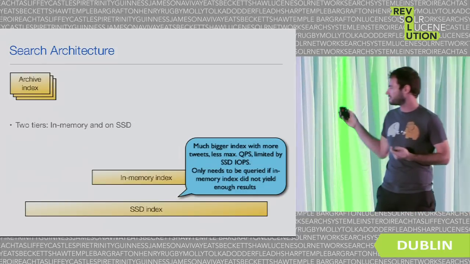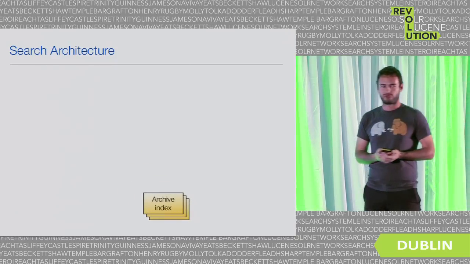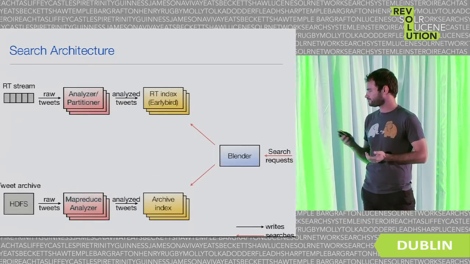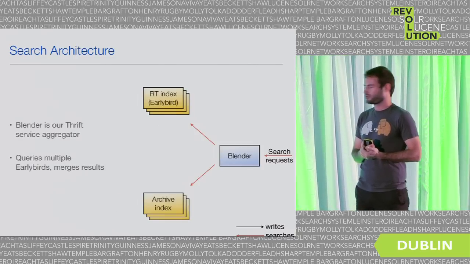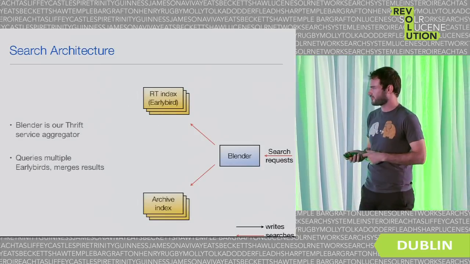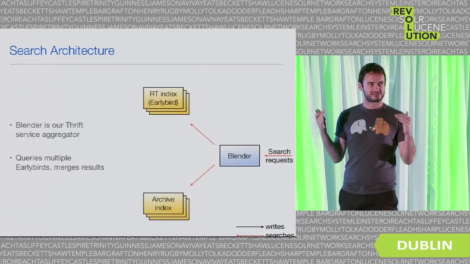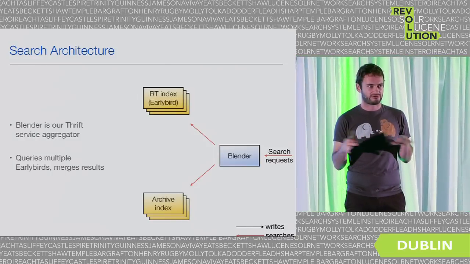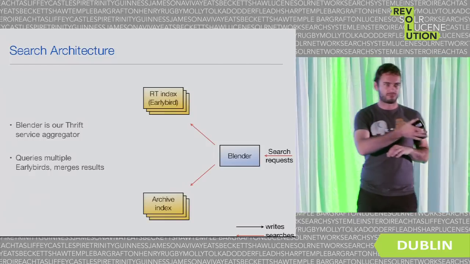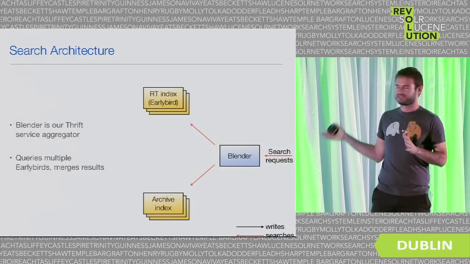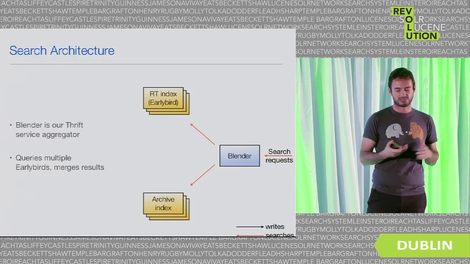But yeah, it's good because we use the in-memory archive index to search first for your best tweets. Then we have a component that we call the Blender. The Blender is a thrift aggregation service, which basically takes a search request, like you enter a query on your iPhone or website, goes through some stages in the Twitter stack, and at some point the Blender receives the request as a thrift object.